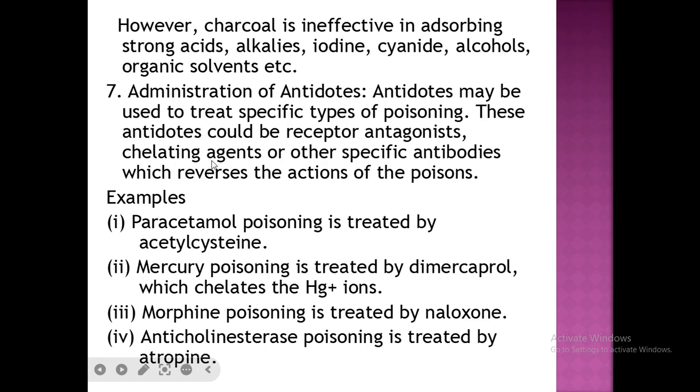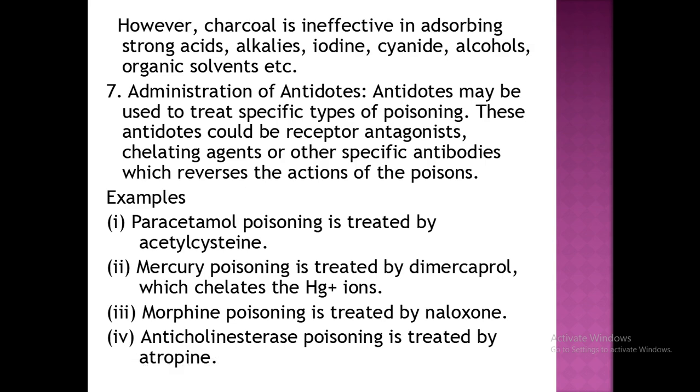Then they act as chelating agents. That is, they go and bind to the poison or drug itself and form a chelate. So the chelate won't be able to bind to the receptor and show its action. Or other specific antibodies: they can also go and bind to the antibodies and form an antigen antibody complex so that the drug or the poison does not act on the receptors, which reverses the actions of the poisons.